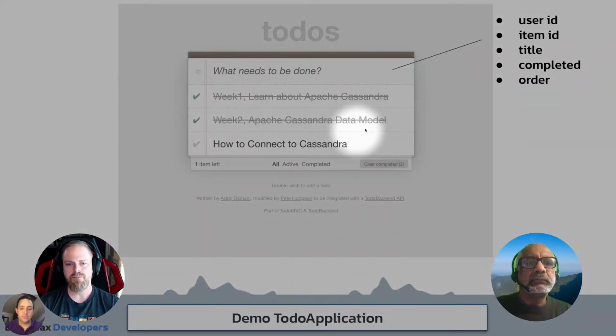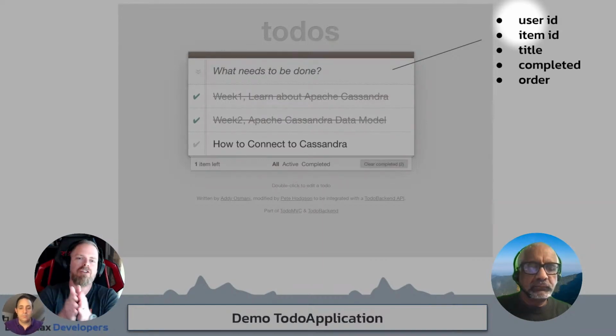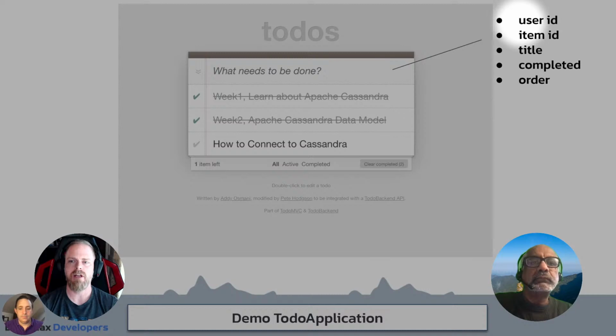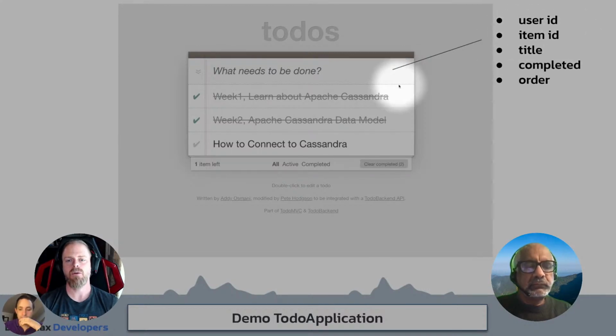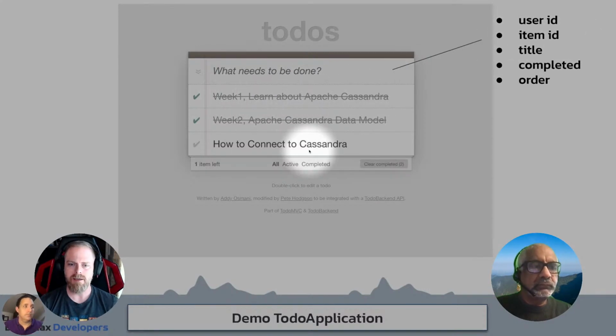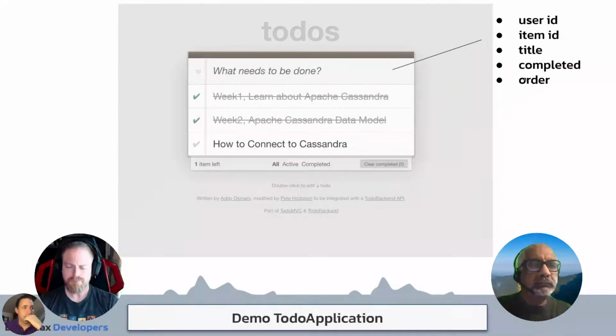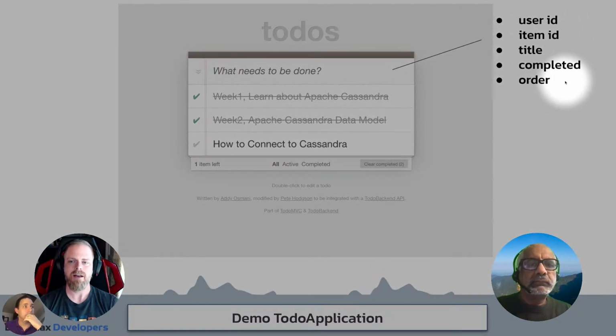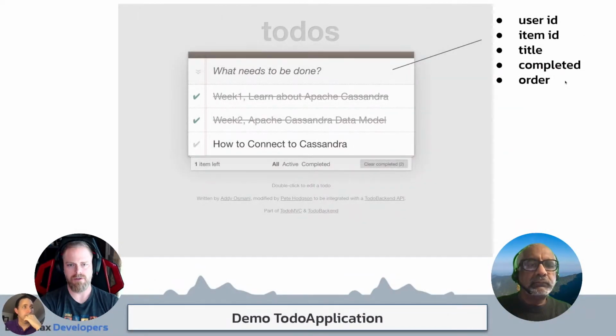But just to power this little To-Do app, you need things like a user ID. Why? Because what happens if I have multiple users in my system? I don't want to just mash all of their to-dos together, right? So I need to differentiate on that. I have an item ID that will be representative of each to-do item. The title of the to-do item, whether it's completed, a Boolean there, right? Is it completed, true or false? And then the order, what order I want them in. So part of what I need to do in the back end is implement this data model, or a data model that supports these fields and this functionality to then power our To-Do app.